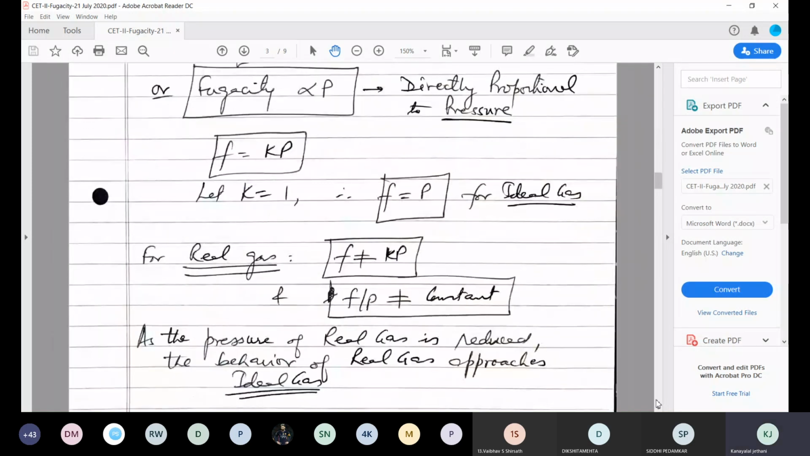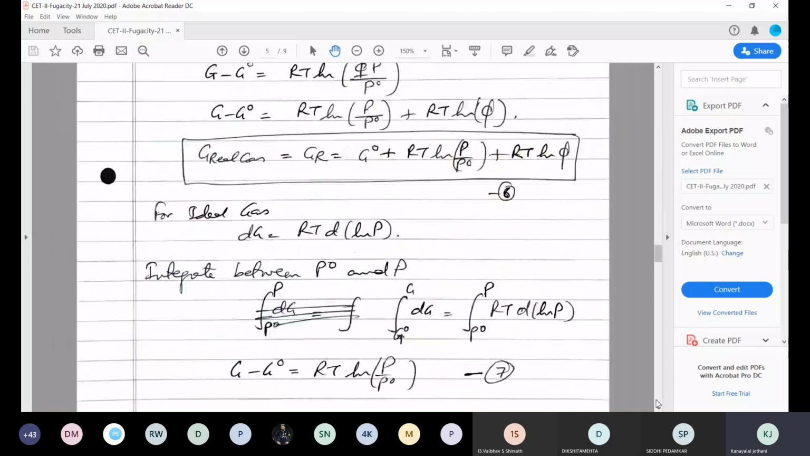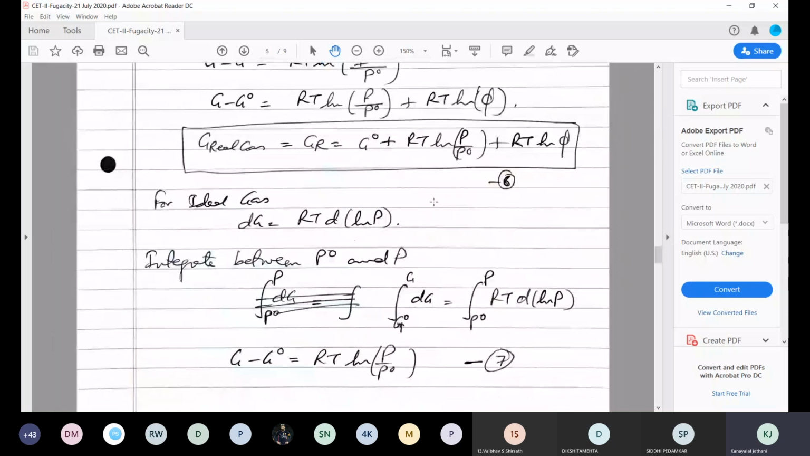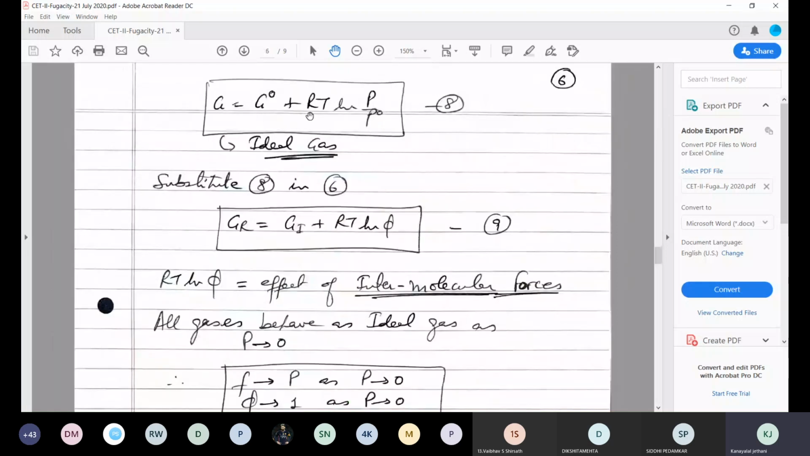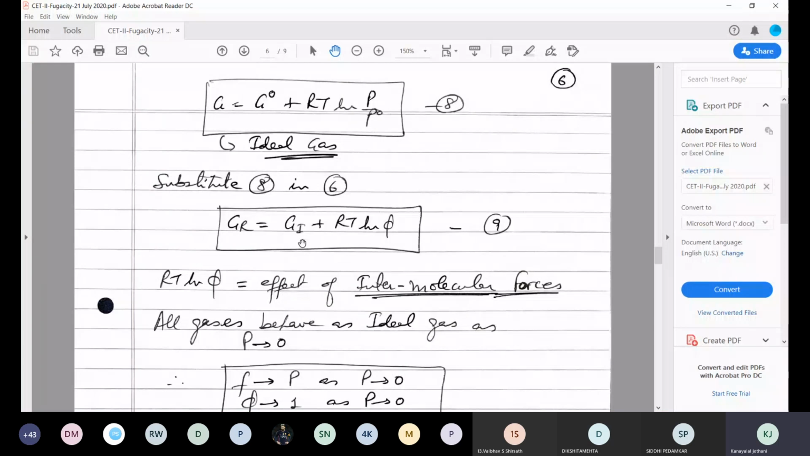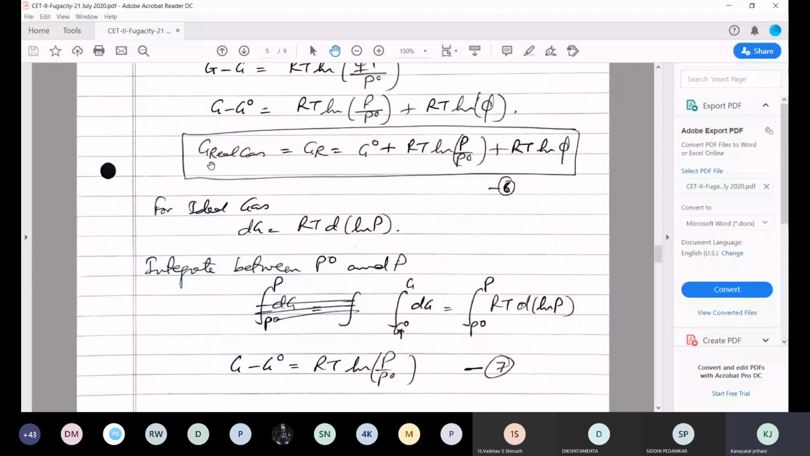Okay, let's see, where are we? Right. So from this equation, you get G equal to G0 plus RT ln P by P0. This is for ideal gas. This we can write with superscript ideal gas, right? Here, G for real gas is nothing but G for ideal gas plus RT ln phi. Did you understand? So G for real gas is equal to G for ideal gas plus RT ln phi from this equation. This was G for real gas. G0 plus RT ln P by P0 is G for ideal gas, plus RT ln phi.